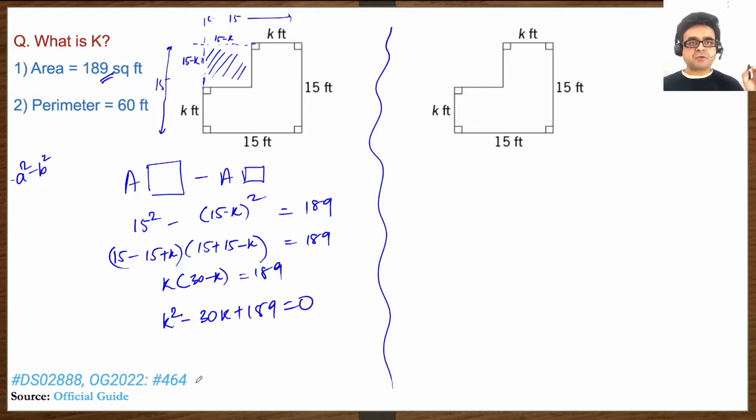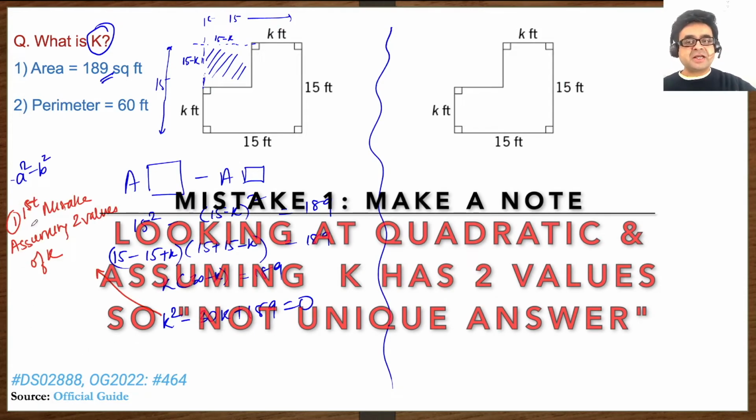This is the first point where people get it wrong, because hey, it's a quadratic equation, so two values of k are possible. Since two values of k are possible and the question asks what is k, they are looking for a unique value, it will not be sufficient, and they mark it as insufficient, which is where they get it wrong. So let's mark this spot. The first mistake is that they assume that there are two values of k. And why is that assumption wrong?